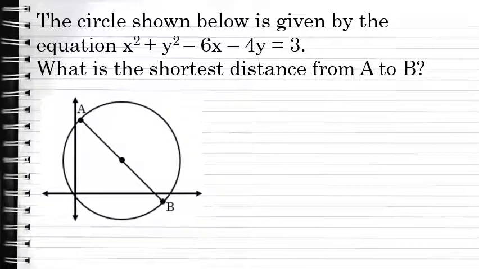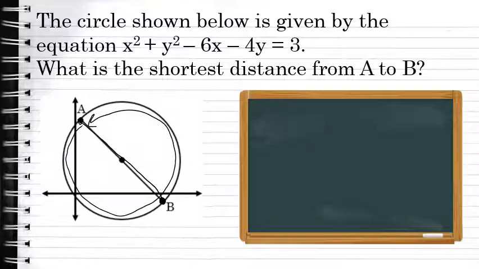The circle shown here is given by the equation x squared plus y squared minus 6x minus 4y equals 3. The question is, what is the shortest distance from point A to point B? Notice that this is the diameter of the circle. So the question here is, what is the diameter of the circle with the given equation?